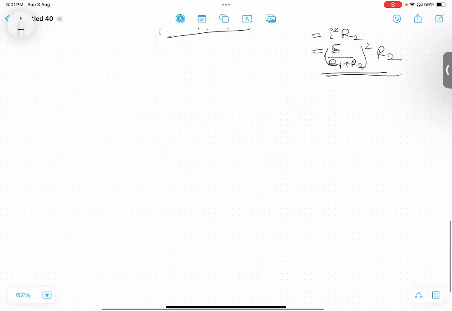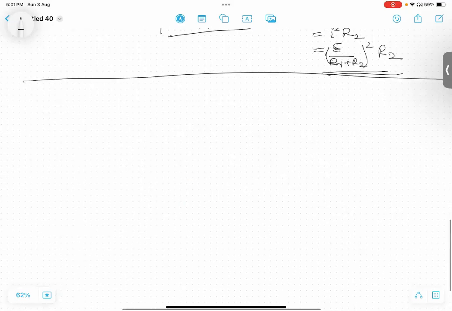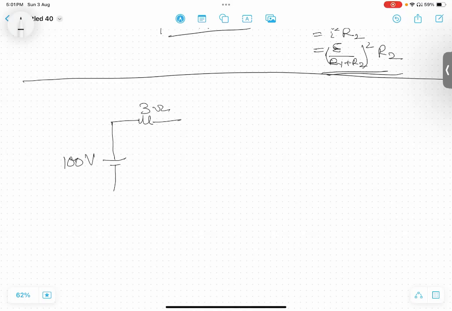I'll take a random circuit. There is a battery. The battery is, let's say, 100 volt. There is a resistor of 3 ohm. There is one more resistor of, let's say, 7 ohm. There is one more battery. It's also 100 volt. There is one more resistor, let's say, of 10 ohm.